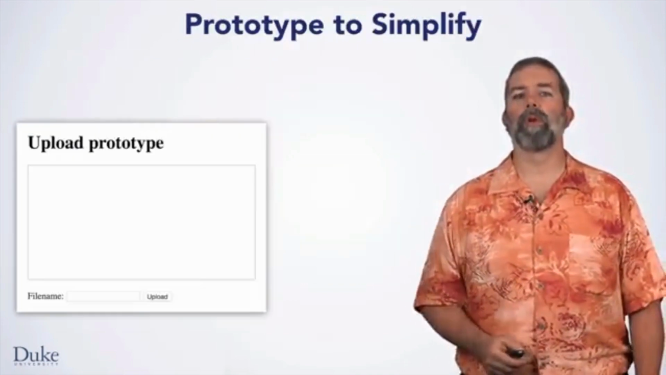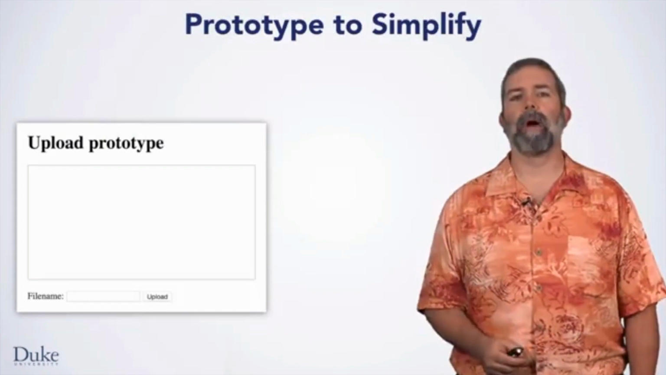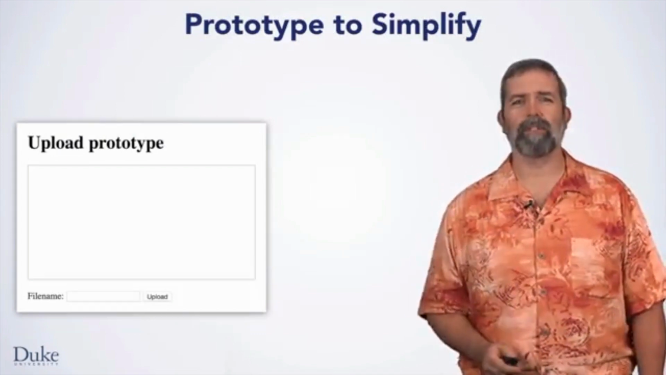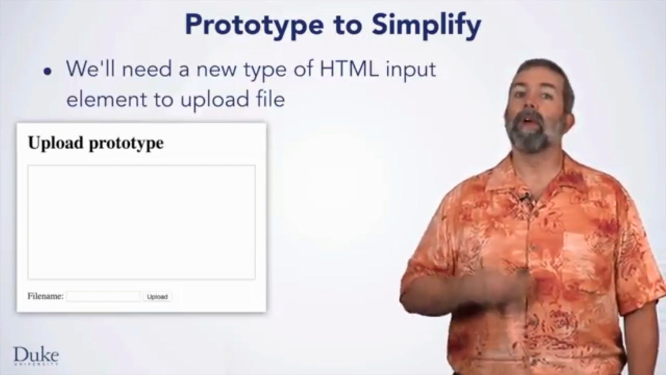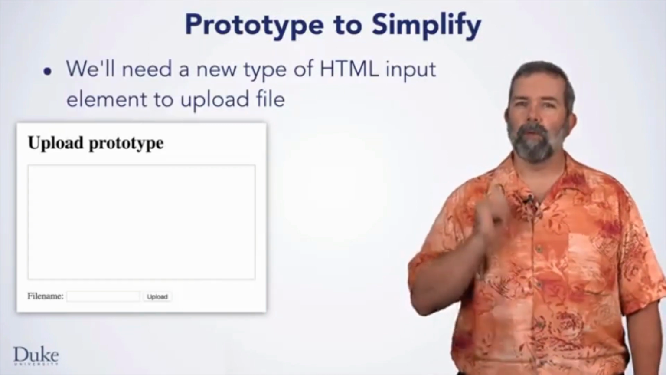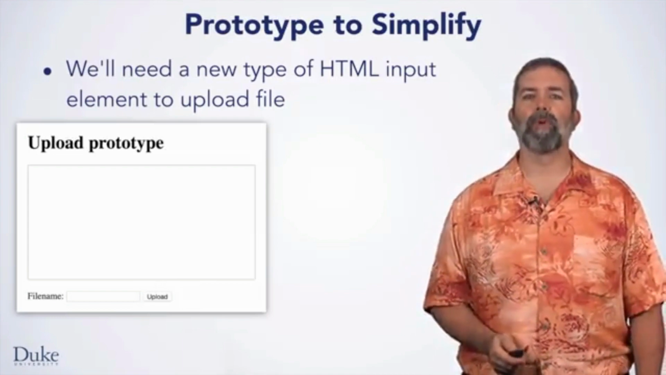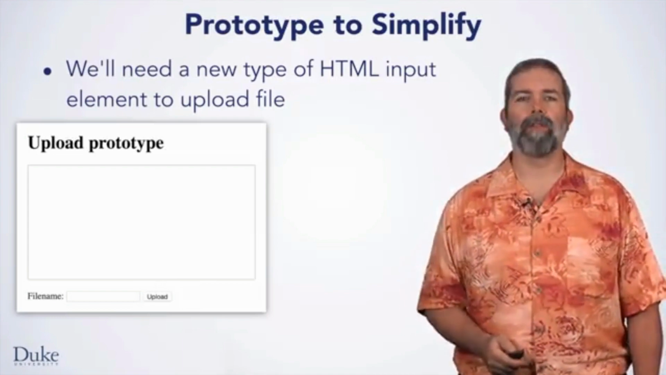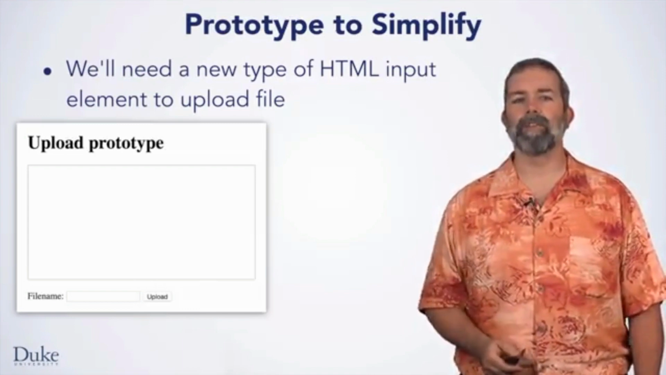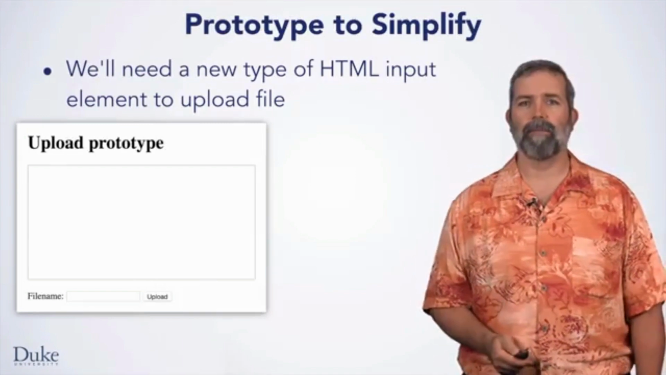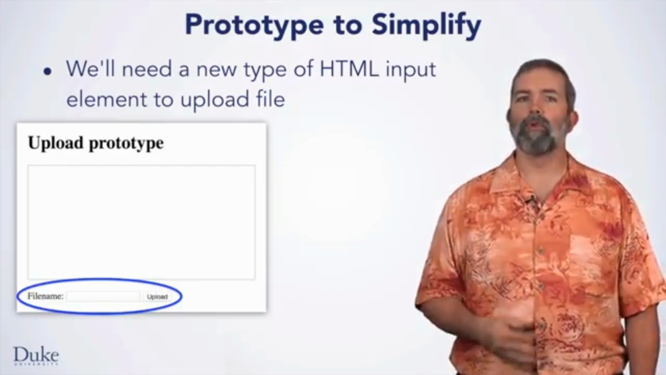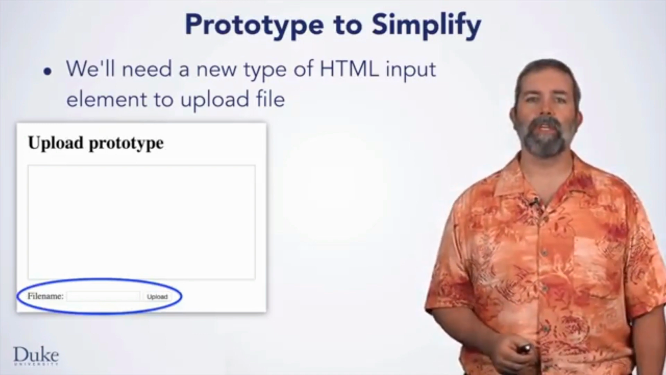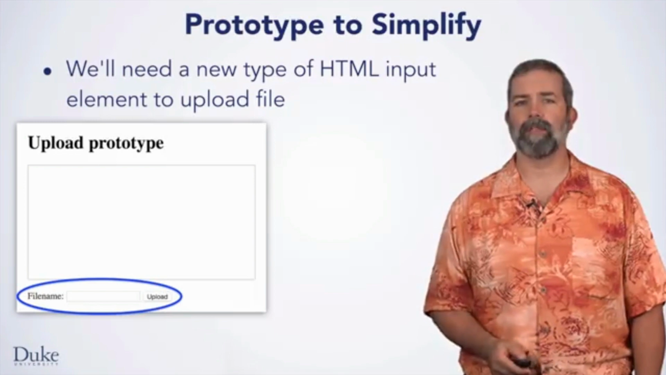We'll start with a prototype, a web page that's a model of what we want, but is simpler to understand. We'll need a new type of input element to upload our image files, but we'll start with a simple idea in this first prototype so we can concentrate on the idea rather than the details of the new HTML element. A simpler input type would be text input, which will display a text box like the one you see here that allows the user to type text.